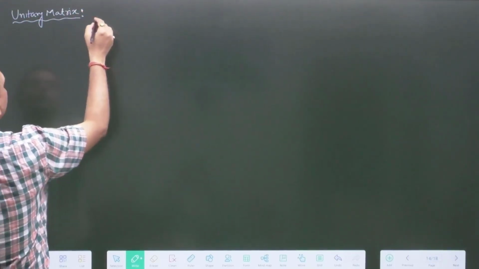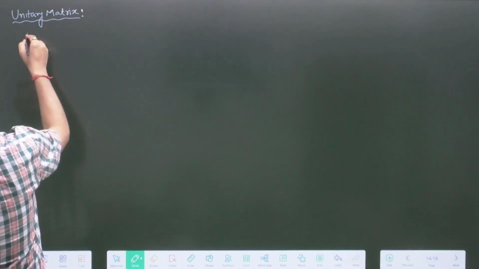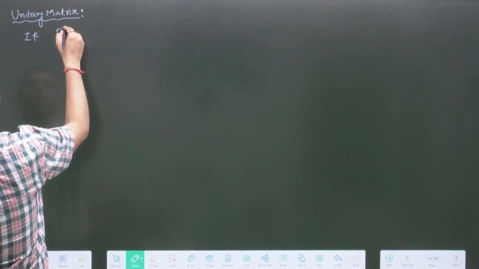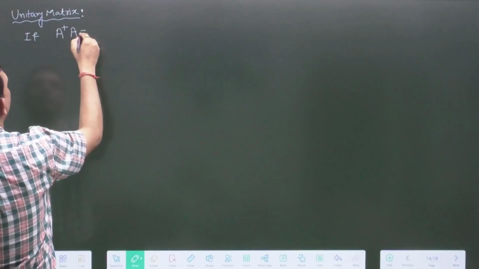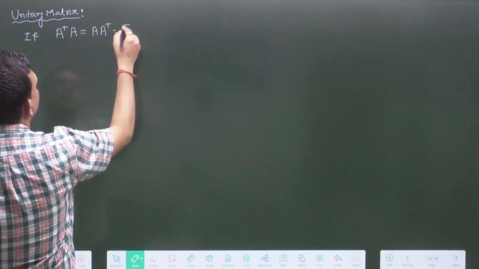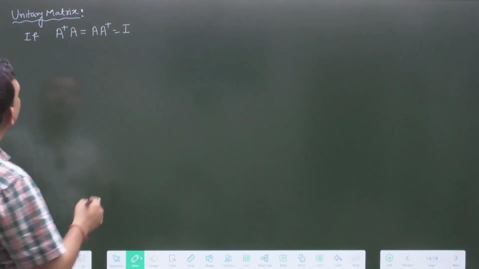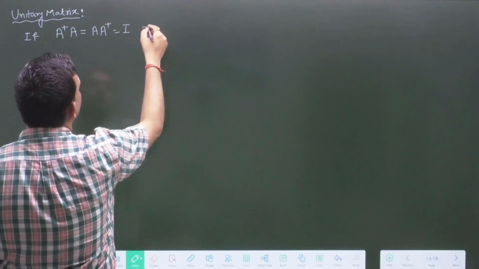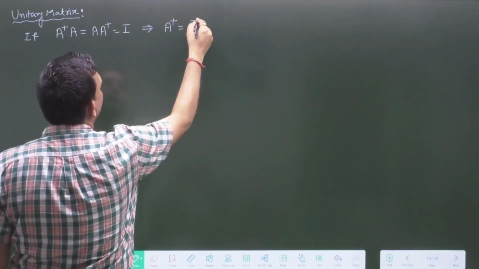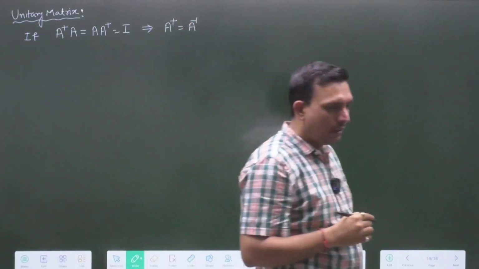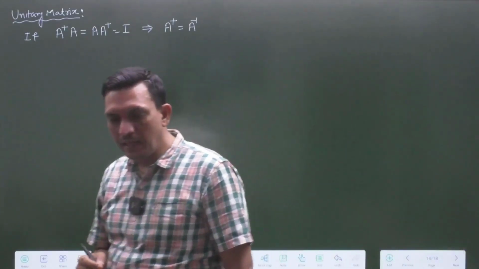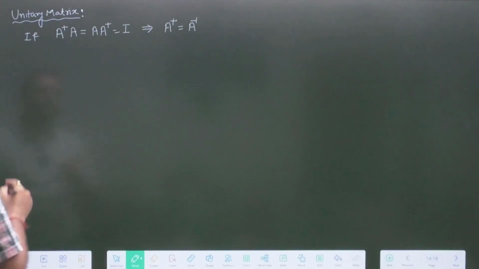Unitary matrix. So in this case, if A dagger A is identity matrix, then A is a unitary matrix. And this also implies that A dagger is A inverse. If A dagger A is identity matrix, then A is a unitary matrix.